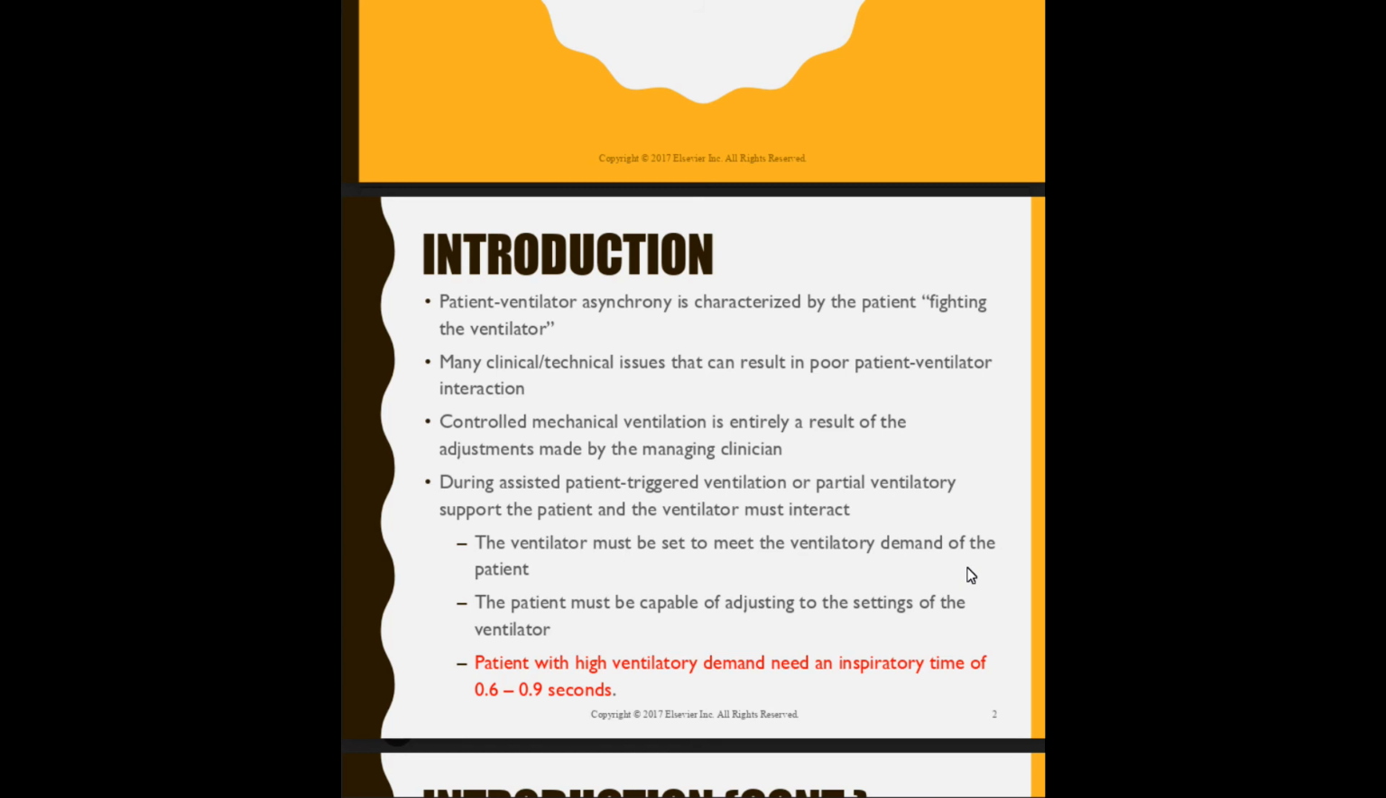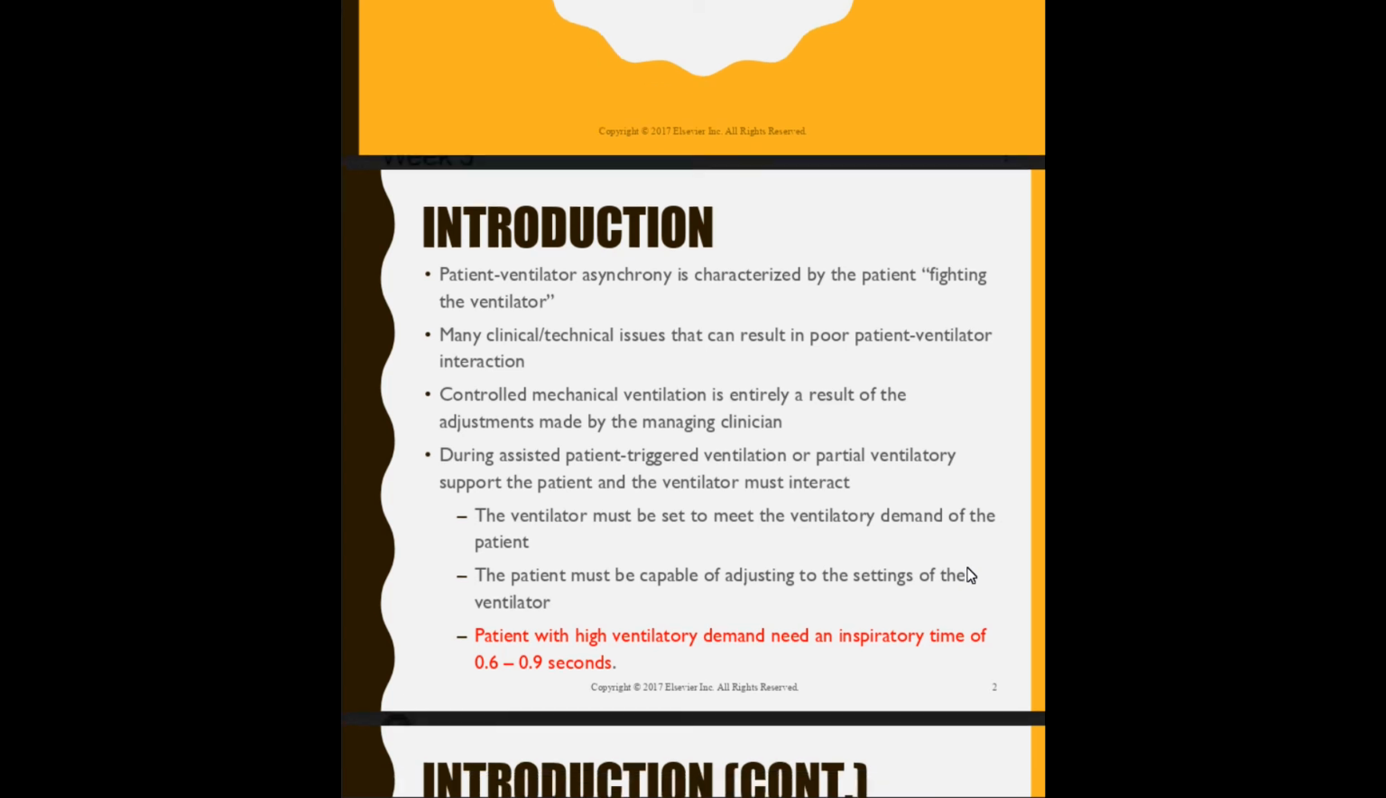And then in red it says patient with high ventilatory demand need an inspiratory time of 0.6 to 0.9 seconds. That definitely means that we're going to inflate that lung really fast. It's not even 1 second. So we are going to have an inspiratory time shorter than a second. That means we're going to increase the E time, we're going to increase the IE ratio. Therefore, they will have a longer expiratory phase, and that will help them breathe and meet their ventilatory demands.